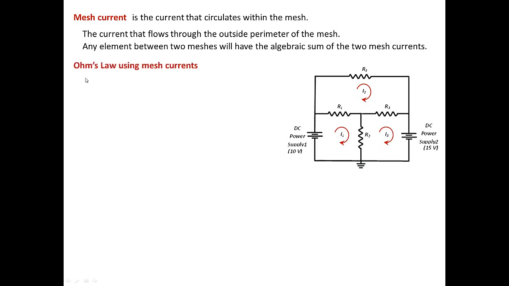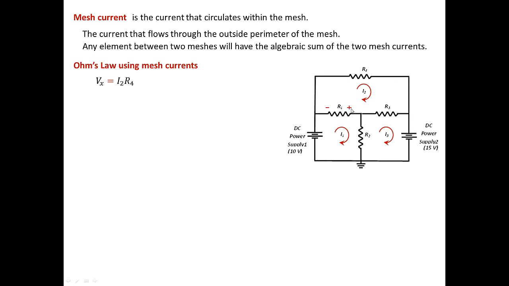Now we're going to talk about how we can use Ohm's law with the mesh currents. Let's look at this resistor, for example, R4. Here, I can easily say that the voltage across this resistor, which I can call Vx, is going to be I2 times R4. It's the same direction as the current. The current goes from left to right, which means the plus polarity is on the left, so the voltage across this resistor is I2 times R4.